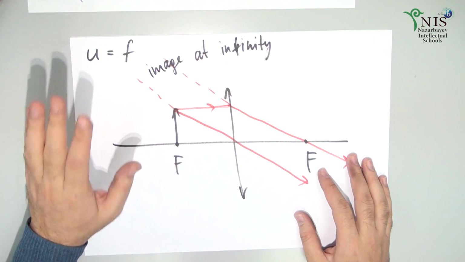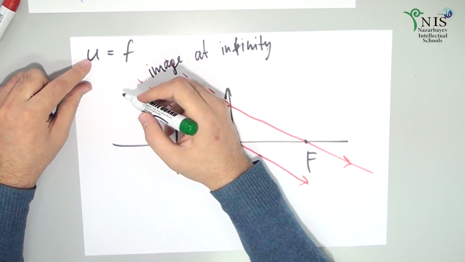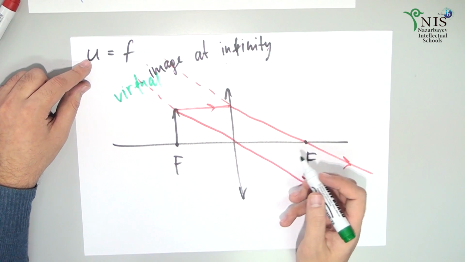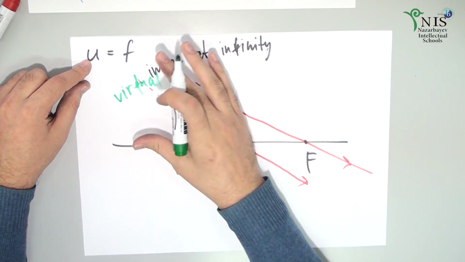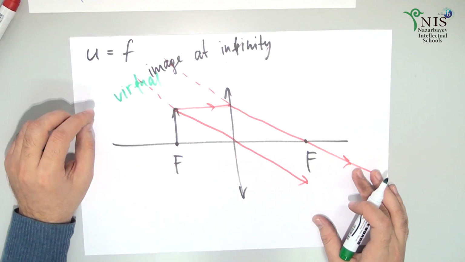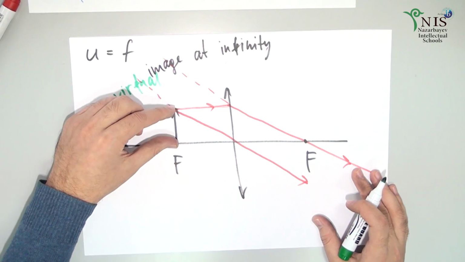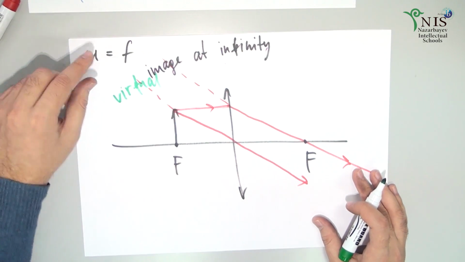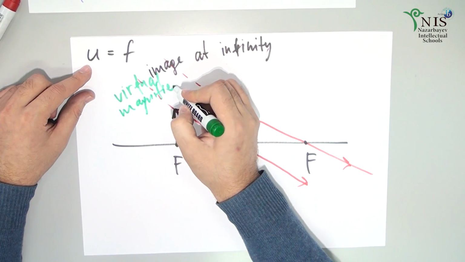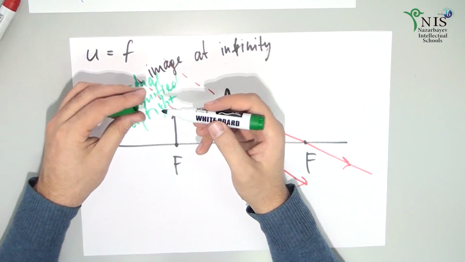Well, it's accepted to be called virtual. Virtual. Is it magnified or shrunk? It's magnified, because we assume that the image will be formed here. Therefore, if the object height is this, the image will be larger than the object. That's why it's magnified, and upright.